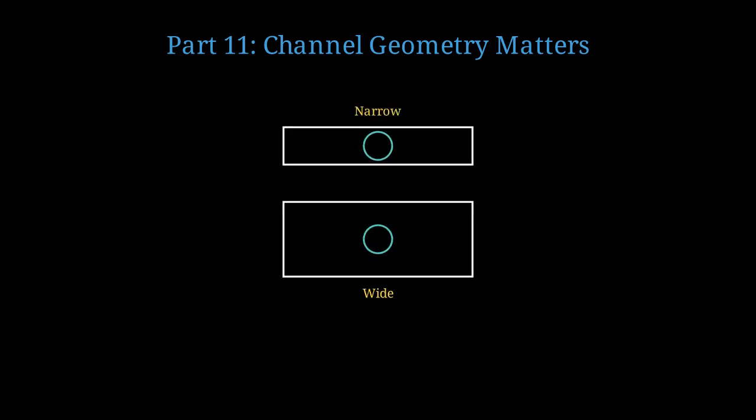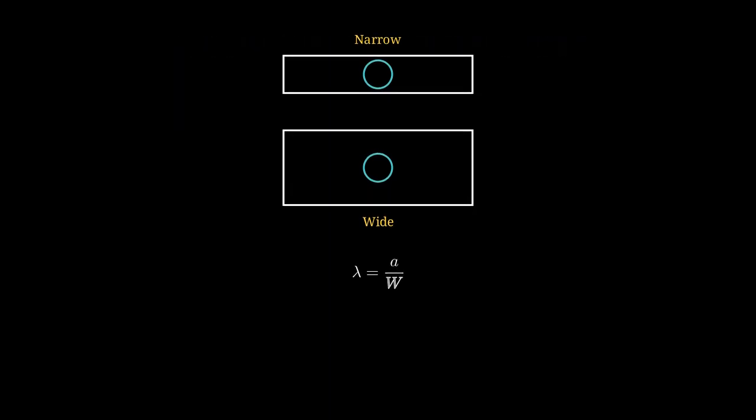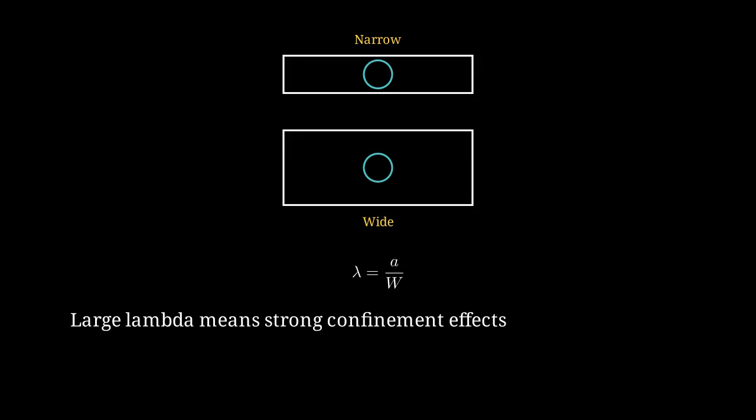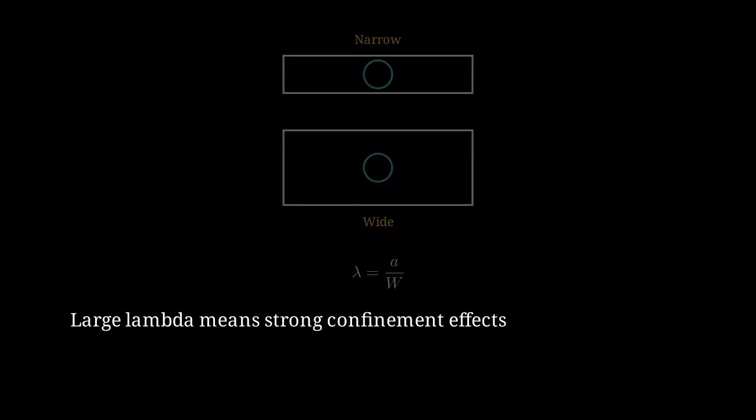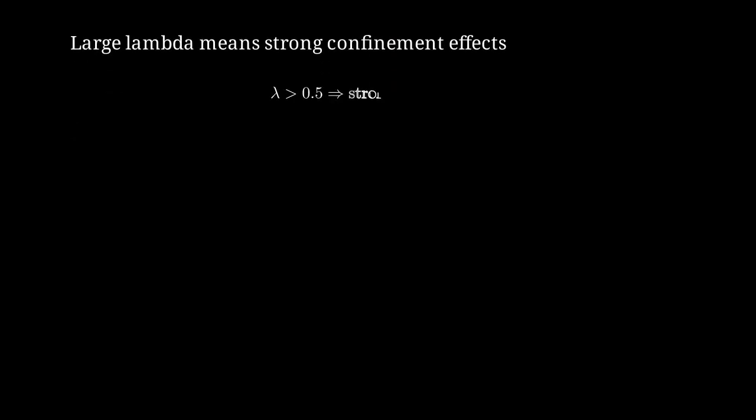The channel geometry profoundly affects how droplets communicate. In narrow channels, confinement is strong and interactions are long-range. In wide channels, interactions decay faster and behave more like unbounded flow. The confinement parameter lambda is droplet radius over channel width. Large lambda means strong confinement, where channel walls dominate the physics. When lambda exceeds 0.5, we're in the strong confinement regime with dramatically altered interactions.